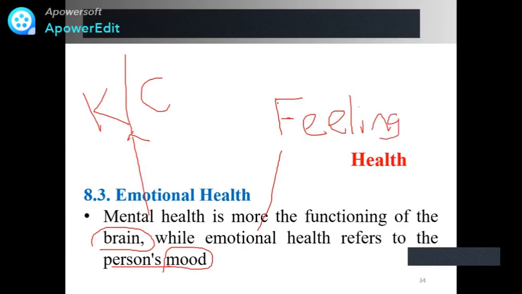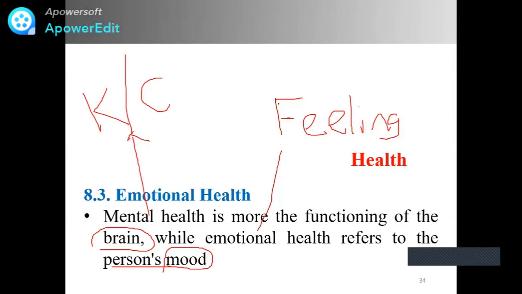The relationship between emotional and mental health is clear because both are coming from the same place. As such, some illnesses are related to both, such as depression and anxiety. When we consider depression, it is an issue of mental health and emotional health.